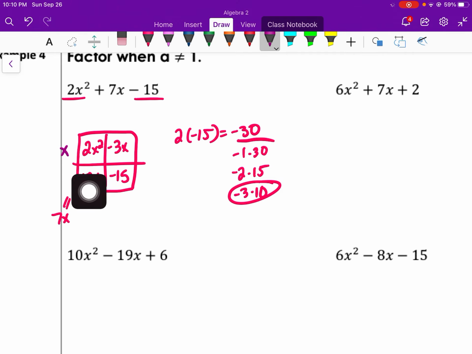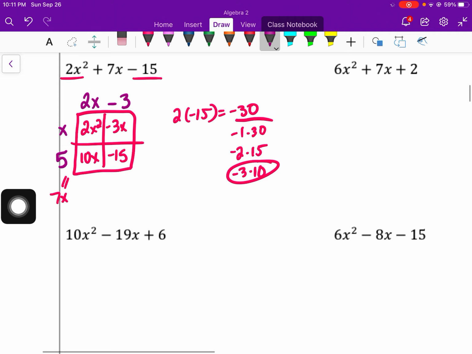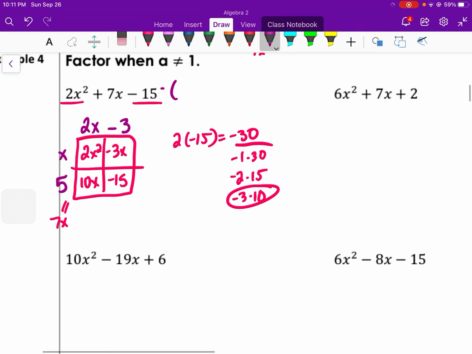Then 2x squared and 10x, this row or column here, they have a 2 and an x together. And then this second column, negative 3x and negative 15, they can both be divided by negative 3. Since I didn't take the negative out with the x, I need to take it out with the 3, so that when I multiply x times negative 3, I get negative 3x. Then 2x times 5 is 10x. So then my factors here would be 2x minus 3 and then x plus 5.